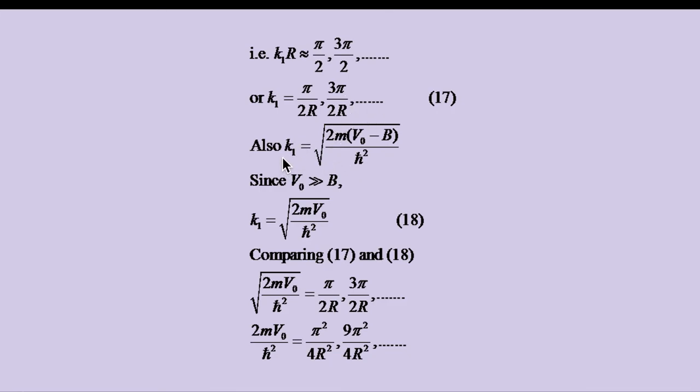And also we have a relation K1 is equal to root of 2m into V0 minus B by H cross square. And since this V0 is much larger than B, we are dropping this B. So K1 is equal to root of 2m V0 by H cross square. So comparing, root of 2m V0 by H cross square will be equal to either pi by 2R or 3 pi by 2R, etc. Squaring, 2m V0 by H cross square is pi square by 4R square or 9 pi square by 4R square, etc.